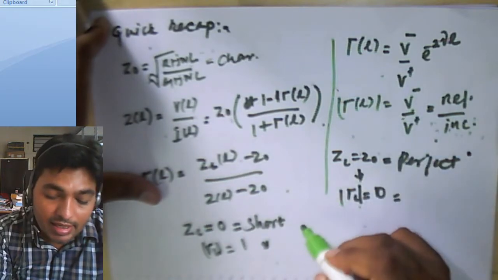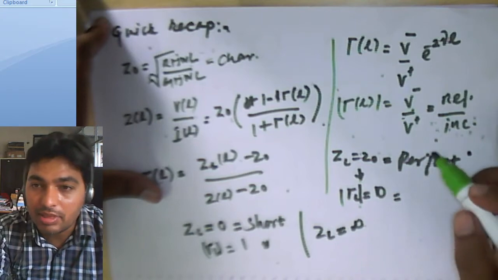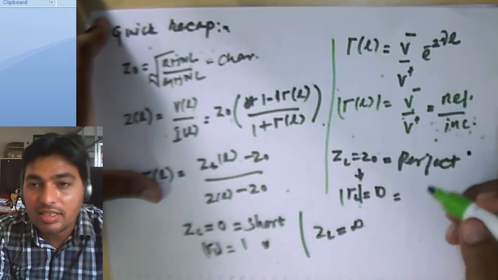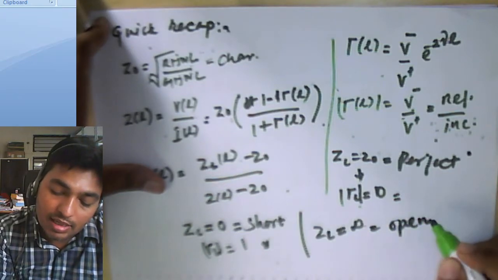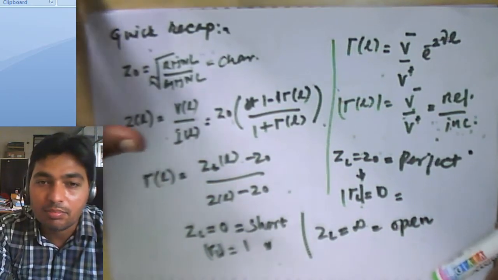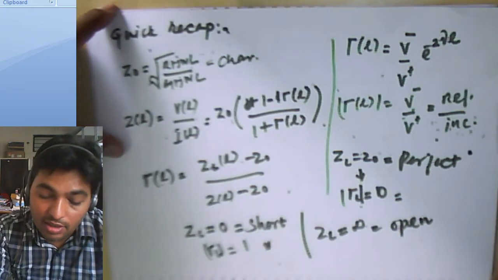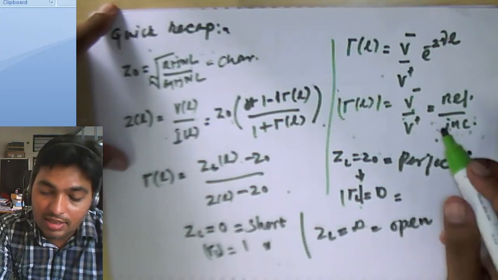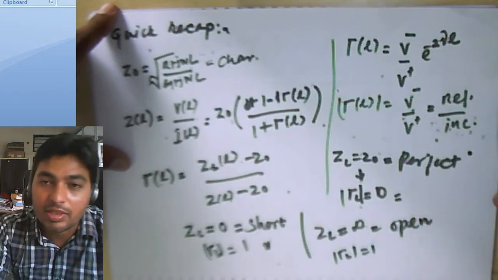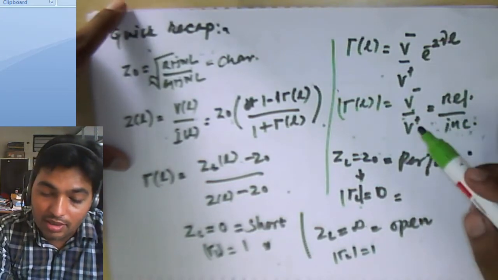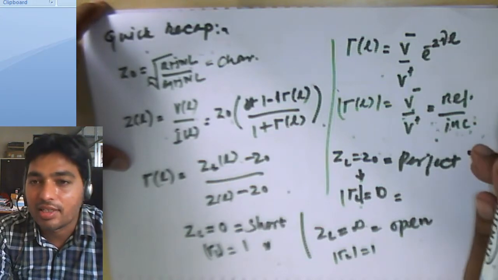Next is ZL equal to infinity. It means the impedance is infinite, which represents an open circuited transmission line. The transmission line will behave as open because the impedance at the load is infinite. When we substitute this, we find once again that the magnitude of reflection coefficient in the open case is also equal to 1. It means nothing is delivered to the load and everything is reflected back.